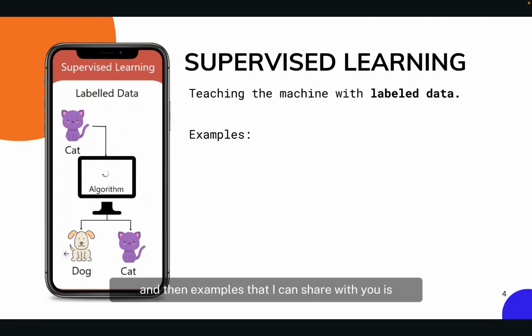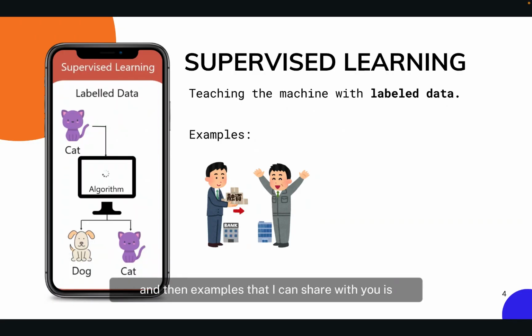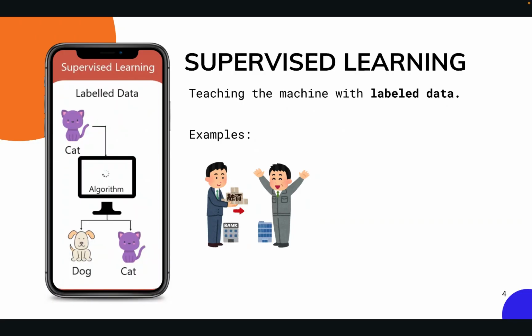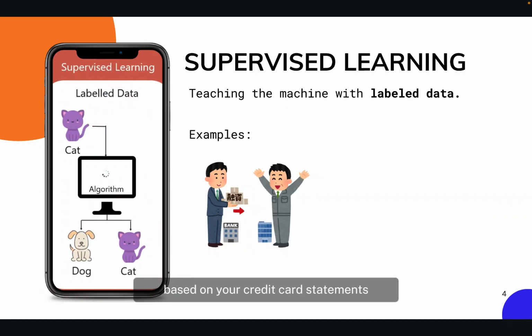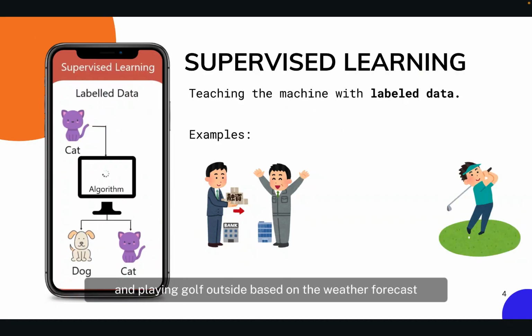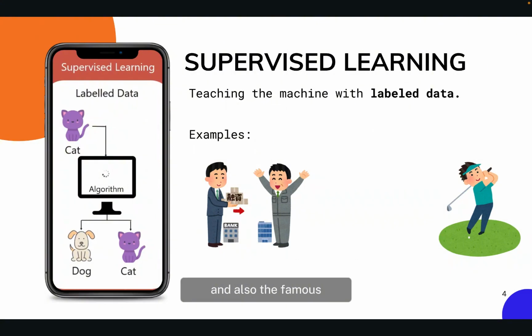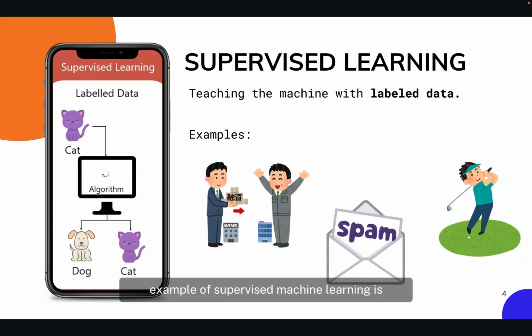Okay, and then the examples that I can share with you are bank loan approval based on your credit card statements, playing golf outside based on the weather forecast, and also the famous example of supervised machine learning, which is spam filtering in our email.